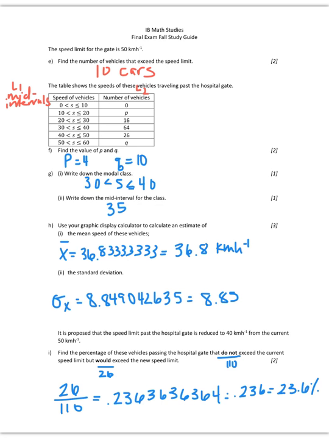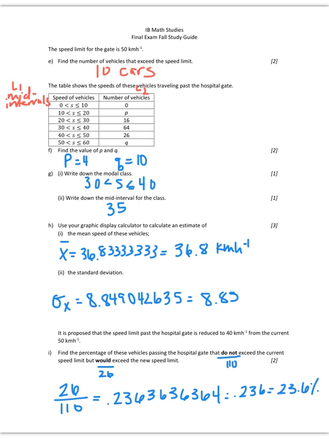So then you go into stat and one variable statistics. Make sure you tell your calculator you have a frequency list as L2. And then calculate, you get that your mean is 36.833333 on forever, or 36.8 rounded to 3 significant figures. And then your standard deviation is this whole long thing rounded to 3 significant figures would be 8.85.